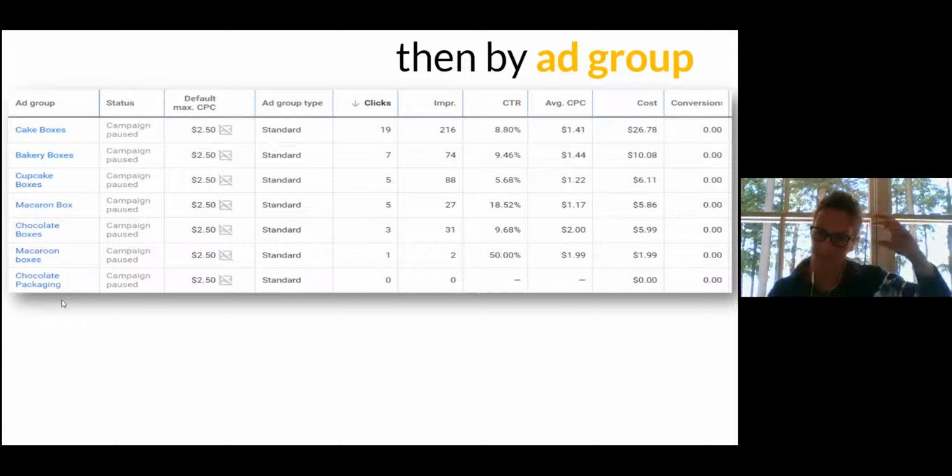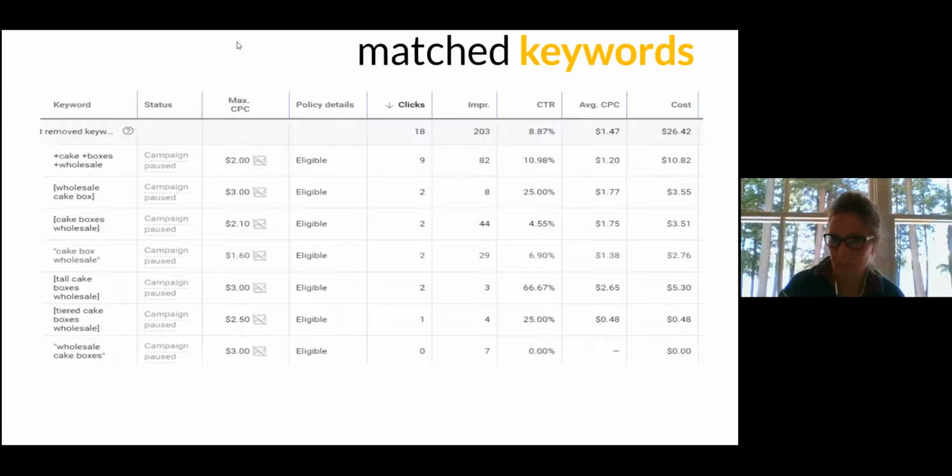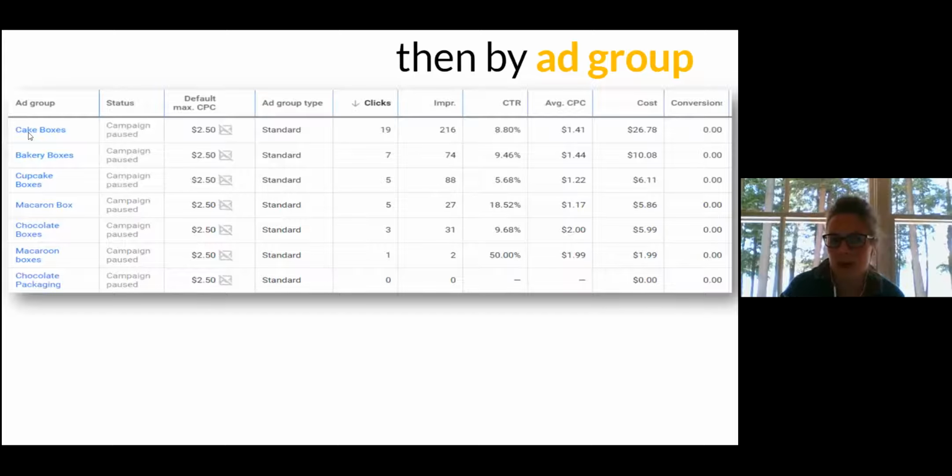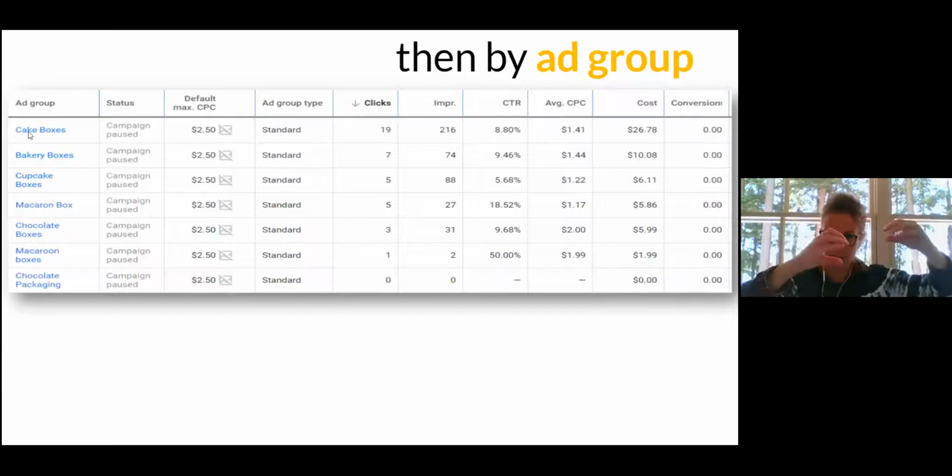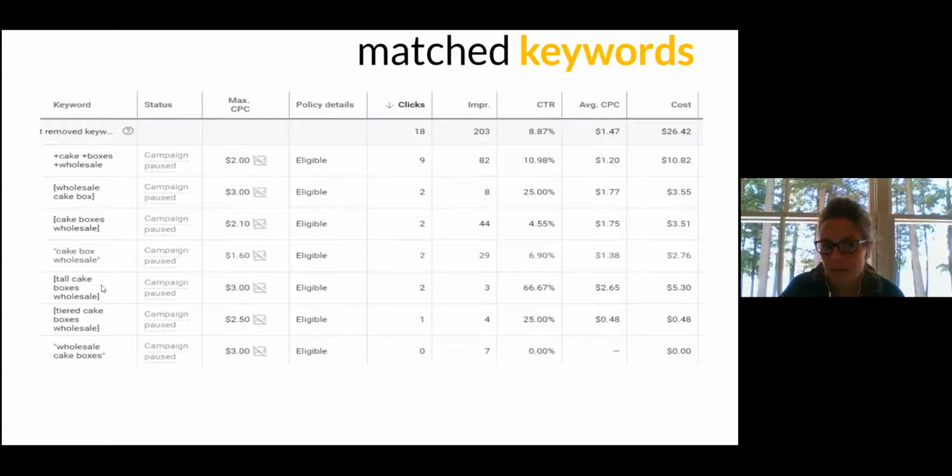So a campaign is nothing more than a collection of ad groups. An ad group is nothing more than a collection of keywords. So within this is their cake box ad group. I'm in the box campaign, in the cake box ad group, and within this ad group you see the keywords that this company wanted to bid on. Don't worry about all of the syntax here. I'll explain what it means in a second.